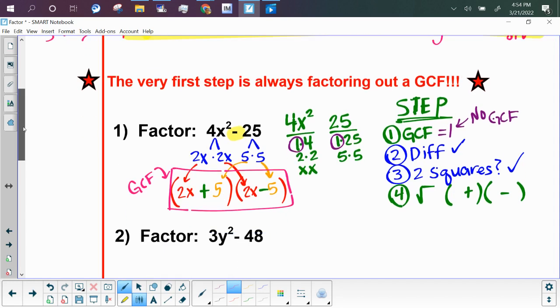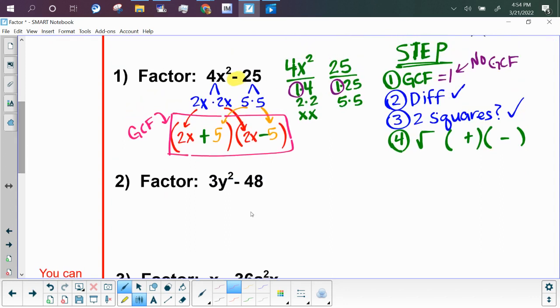Okay, let's see if we can do this now. We're going to use our steps. Our steps, first we find the GCF. So GCF for this one.